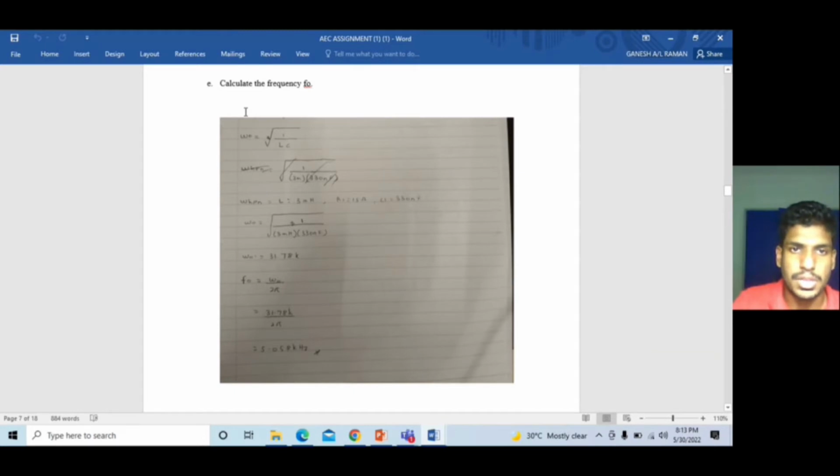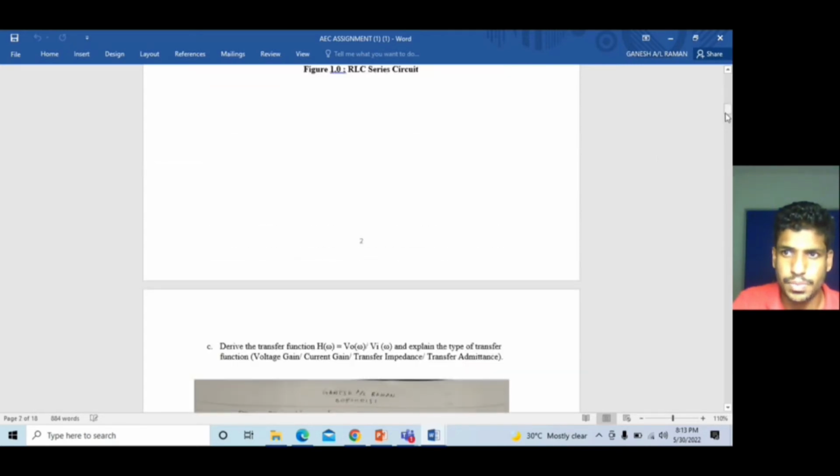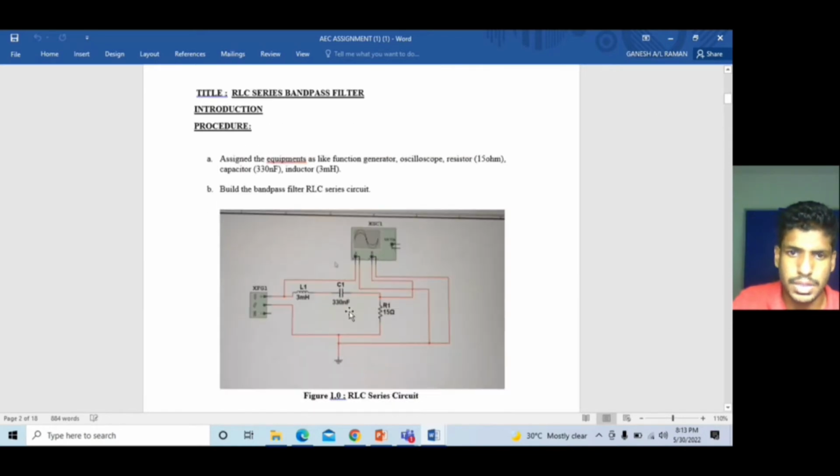Now I'm going to explain the calculation of the frequency. The formula of the frequency is f naught equals omega naught divided by 2 pi. Omega naught we don't know the value, but 2 pi we can enter in the calculator. For omega naught we have to use the formula: omega naught equals square root of 1 over LC. The L and C we need to take from our simulation circuit values, taking the inductor and capacitor values.